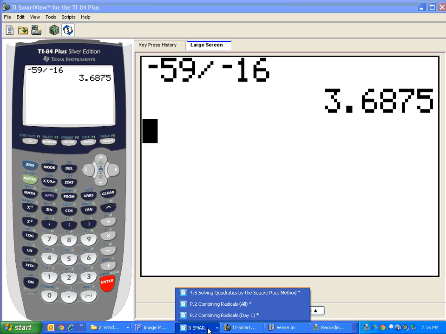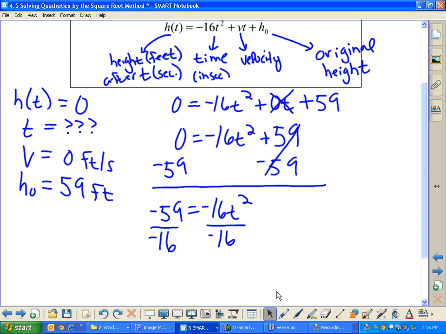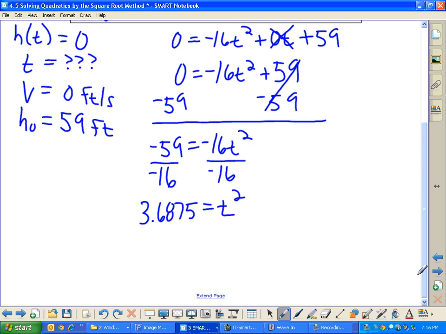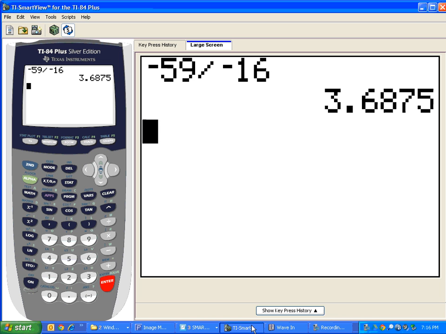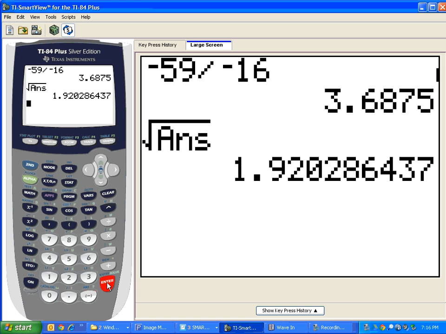For the sake of the problem, I would go ahead and round that. Actually, I don't have to round that, do I? 3.6875. My old brain will remember that. I would then square root both sides. I want to show you a trick on your calculator to get this really nice and precise. If you press second square root, second answer, which is right above your negative sign right there, you don't have to type all of those glorious decimals in there. It'll paste it right underneath that radical.